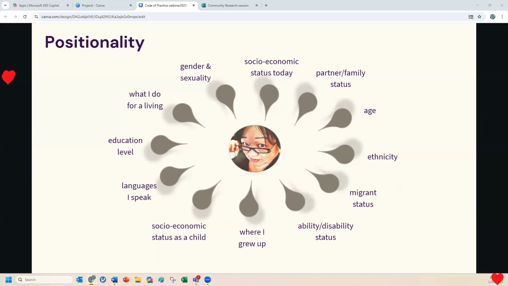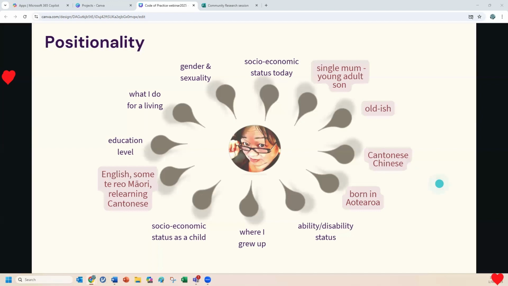I specifically wore these glasses today because they're the same glasses as in the picture. As an example, for myself, things that are of relevance are that I'm Cantonese Chinese, which is distinct from Mandarin-speaking Chinese, and there's a whole diversity often within a community, so it's useful to articulate what space you're coming from. I'm born in Aotearoa, actually fourth generation New Zealand Chinese. I'm oldish, we won't go any further on that one. A single mum with a young adult son, I speak English, some might say that's a bit of an exaggeration. I speak a bit of te reo Māori, and I'm relearning Cantonese. So I think positionality, and you may have seen it in some research reports now, you have a positionality at the beginning, helps to frame who you are and what you brought to this mahi.